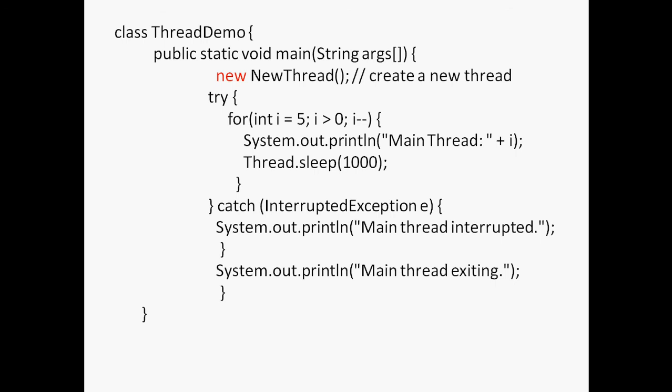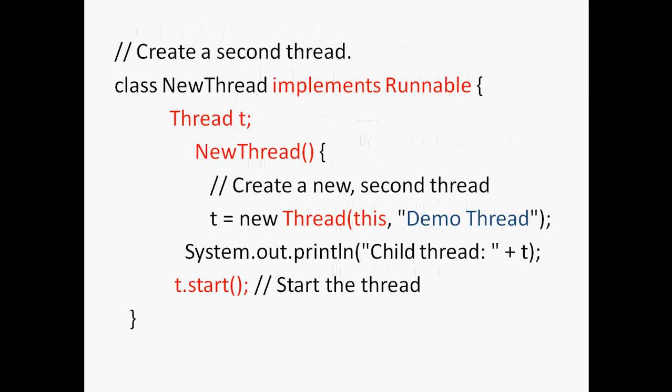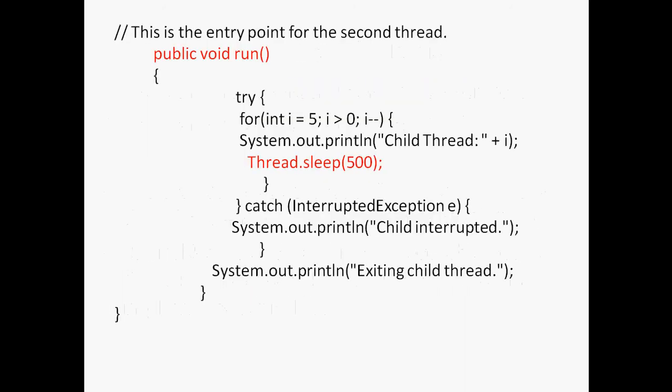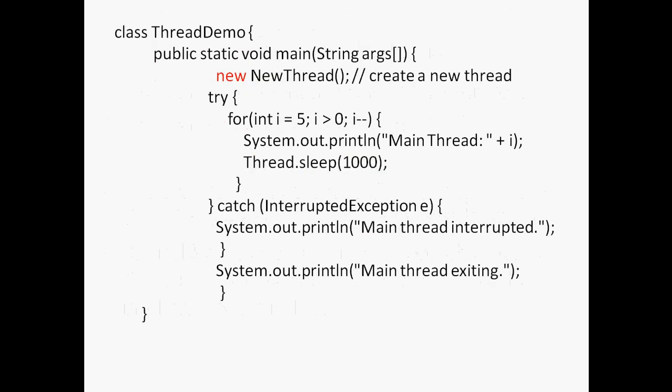So it shows that we have created two threads. One is the main thread, here in class ThreadDemo, and one more is in class NewThread implements Runnable, the second thread. In both threads we are printing the numbers 5, 4, 3, 2, 1. But in class NewThread, we are printing the numbers with a 500 milliseconds delay, but in main we are printing the numbers 5, 4, 3, 2, 1 with a 1000 milliseconds delay.